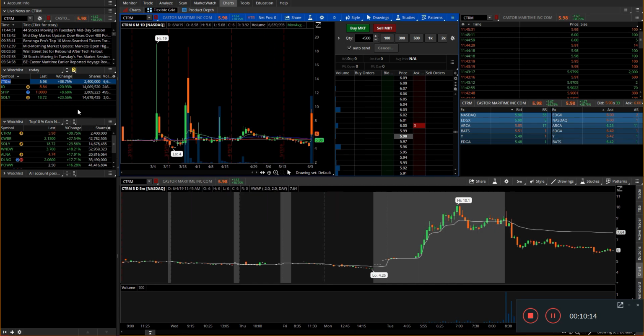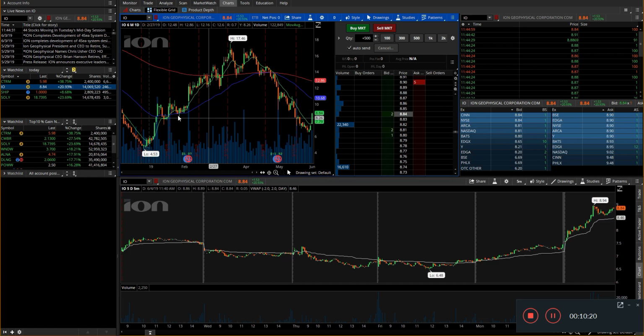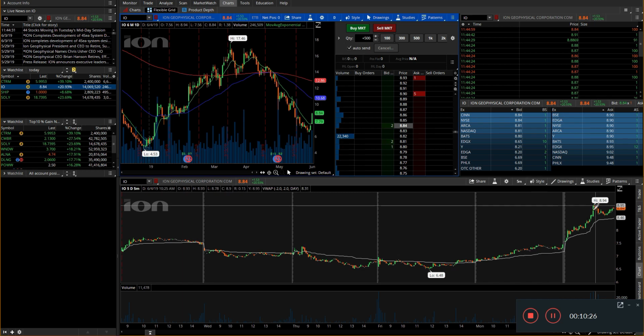So let's go over some other stocks and see if they meet our criteria. So let's look at IO. 14 million shares, so that's definitely under the 20 million. It's around $8.84, so it's in the price range. It's a little bit higher than normal, but it's still under $10, so that's fine.